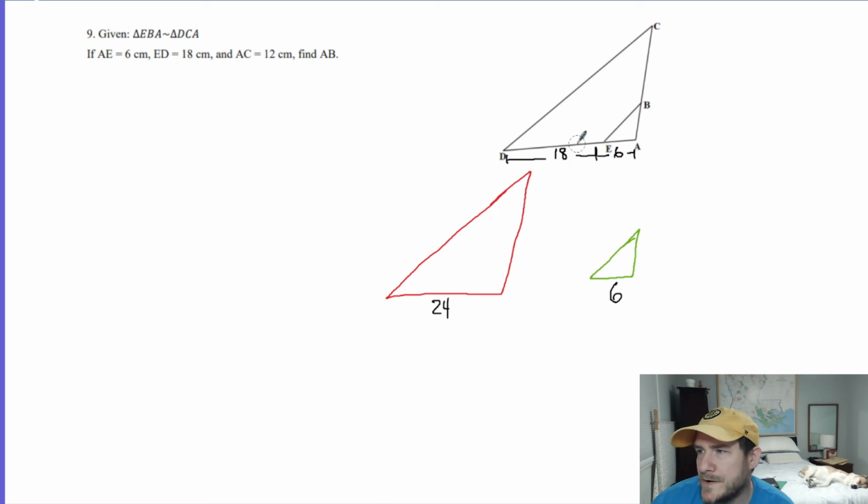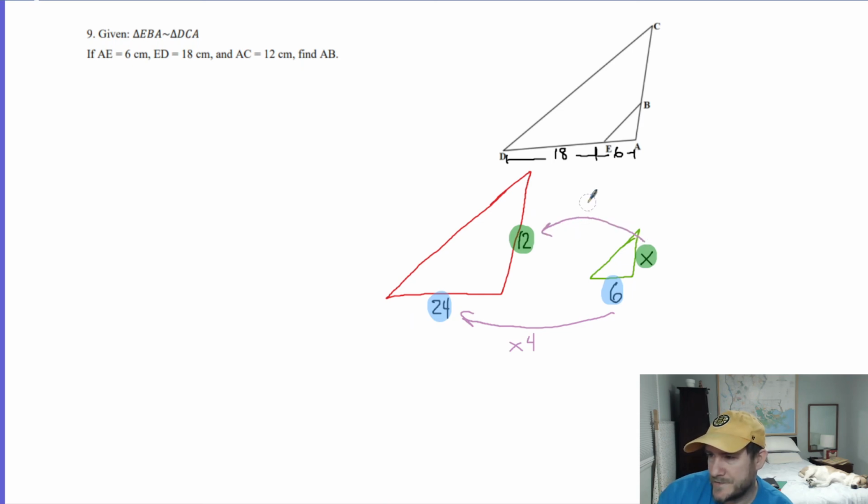Then it says AC is 12. That's the total length of the red, so that's 12, and I don't have to mess with that. Now they're saying find AB. AB is just this little guy, so call it X. And then everything looks pretty straightforward to me now. We can see that the 24 corresponds with the 6. We can see that the 12 corresponds with the X. Moreover, if you guys are good at the whole scale factor thing, you can see that we're just working with a scale factor of 4. So if we multiplied 6 by 4 to get 24, then you know that the number that you multiply by 4 to get 12 is 3. So yeah, the answer is going to be 3.